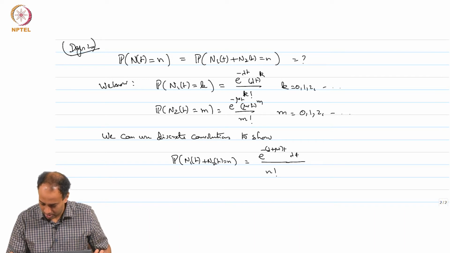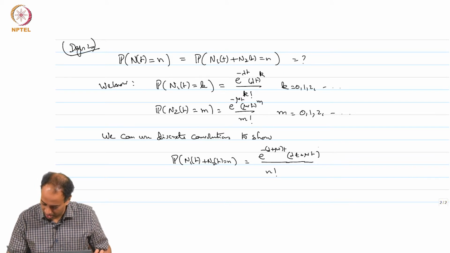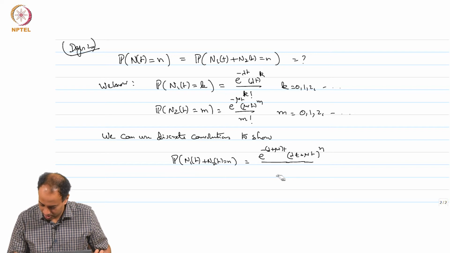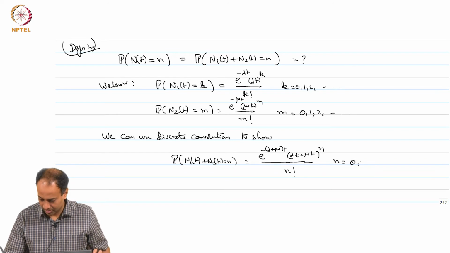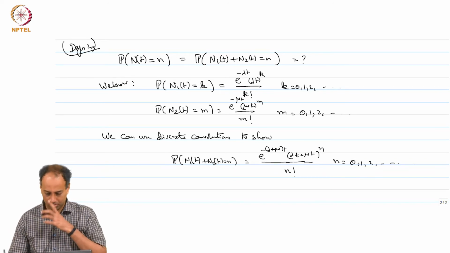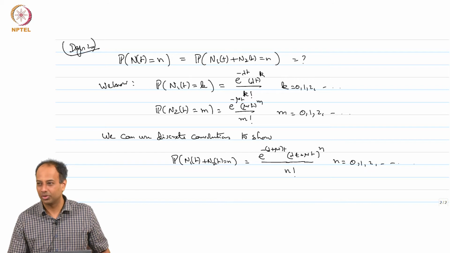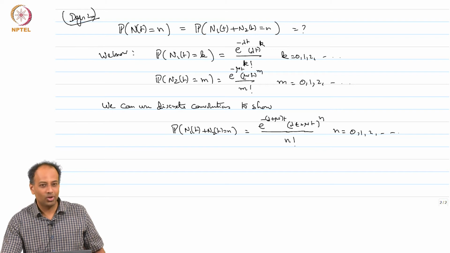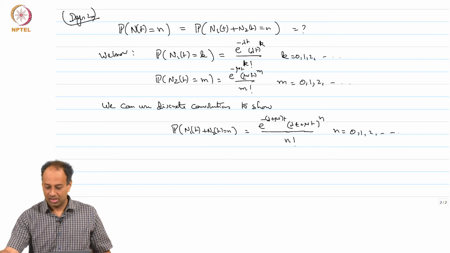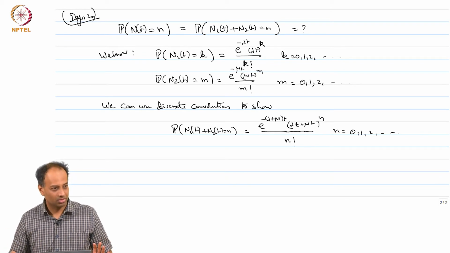Lambda t plus mu t whole to the n over n factorial, correct. You know how to convolve, right, you can do convolution. But if you were doing an undergraduate probability course, you would probably sit and do the convolution. Now we already know something about the Poisson process, so there is actually a cleverer way to do this. You just consider one Poisson process.